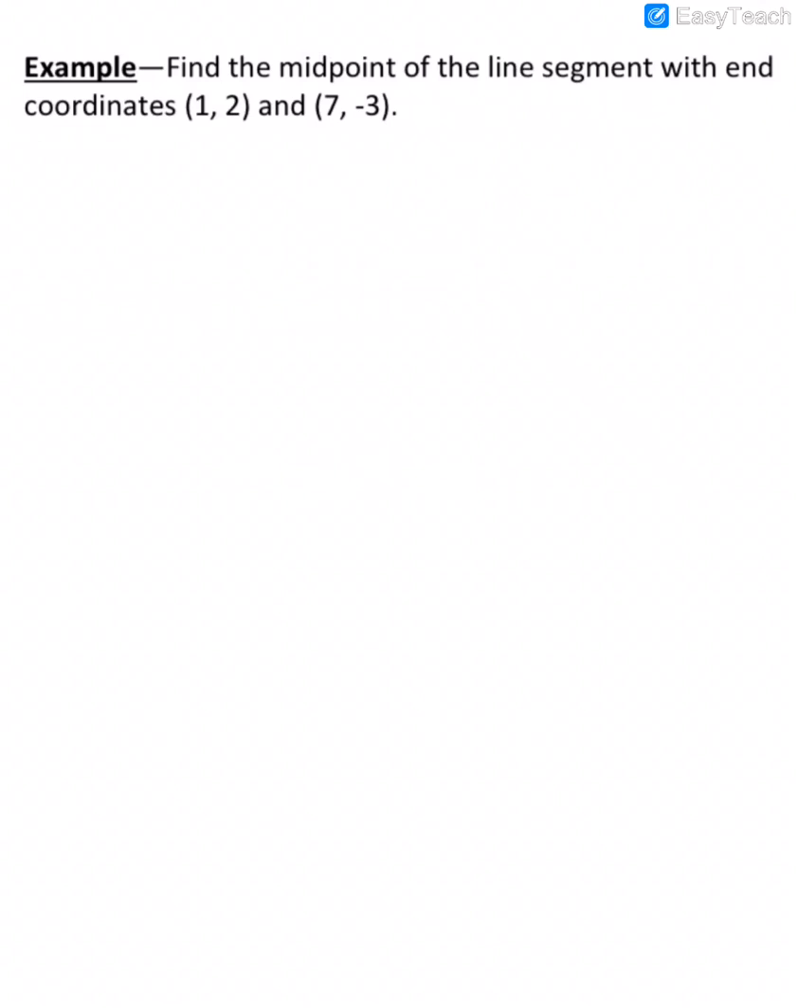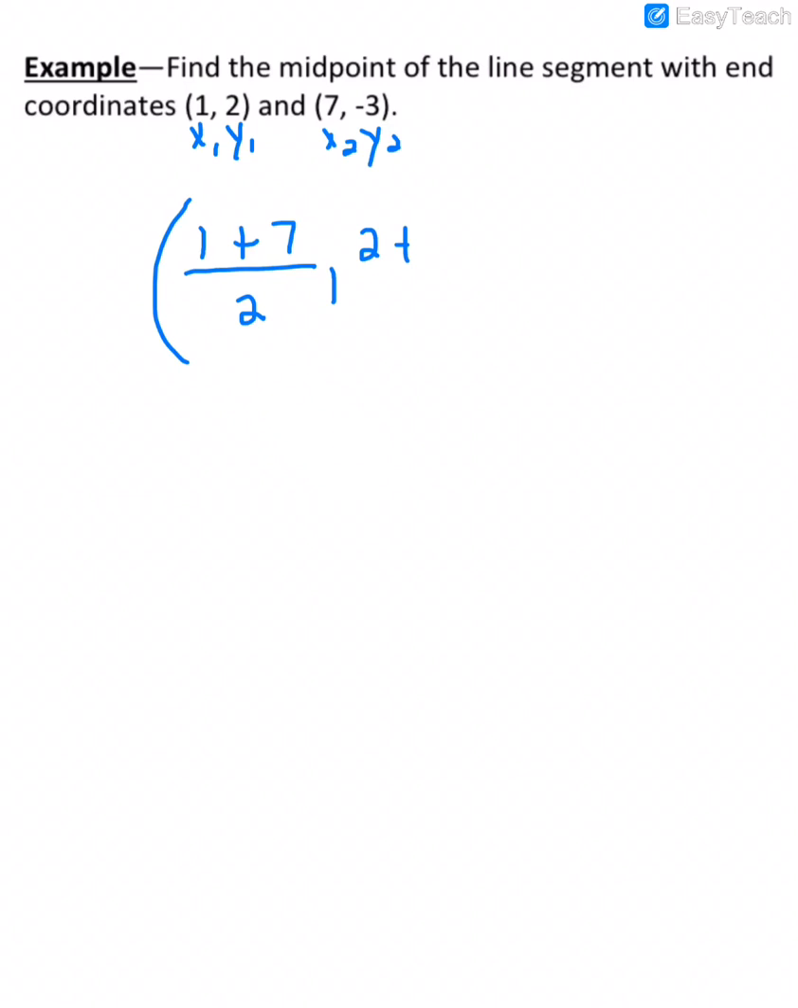Okay, so let's do that with these 2 points. Again, I'm going to label these. This is my x sub 1, my y sub 1, my x sub 2, and my y sub 2. Okay, so for the midpoint, we take our 2 x's and add them together. So that would be 1 plus 7, and we divide by 2. And then we take our 2 y's and we add them together, 2 plus negative 3, and we divide by 2.